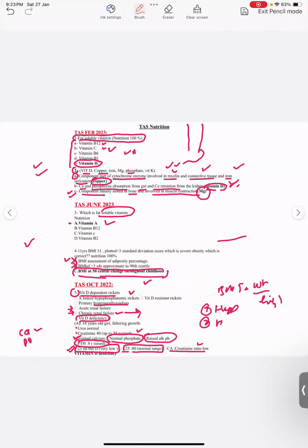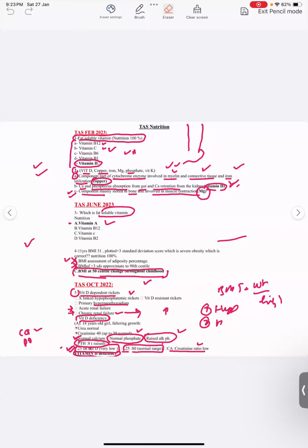So by excluding all other causes, definitely this is not vitamin D dependent rickets. In vitamin D dependent rickets, your 125 would be decreased, your 25 hydroxylase would also be decreased. So why is this vitamin D deficiency? They have given all those things, they are normal, but there is secondary hyperparathyroidism, due to raised alkaline phosphatase and increased PTH. Why is this increased? This is due to deficiency of vitamin D, deficiency of 25 hydroxy.